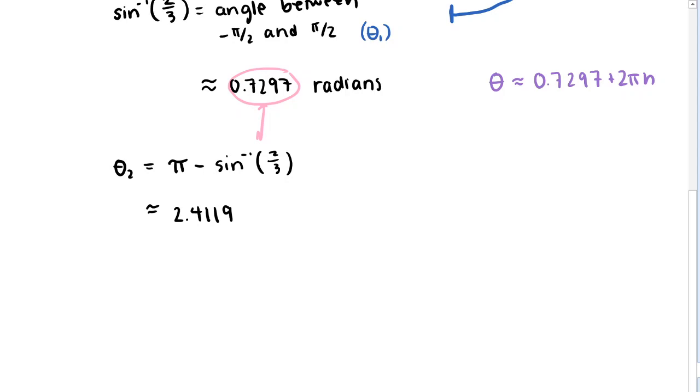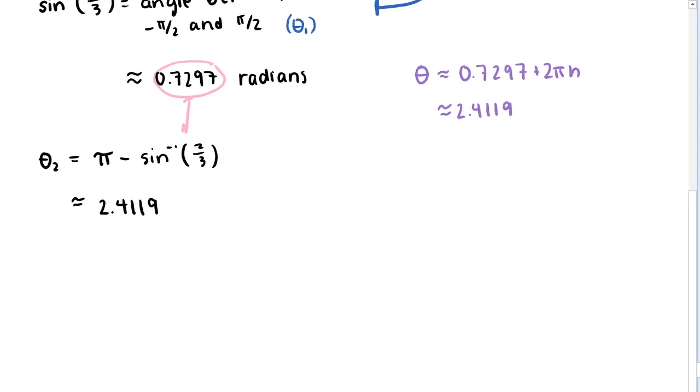And so here I'll write that out. So theta is approximately equal to 2.4119, right? So a little bit less than 3.1419, a little bit less than pi, is our other family of solutions.